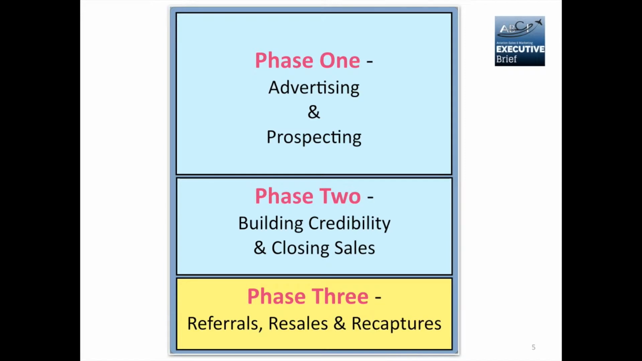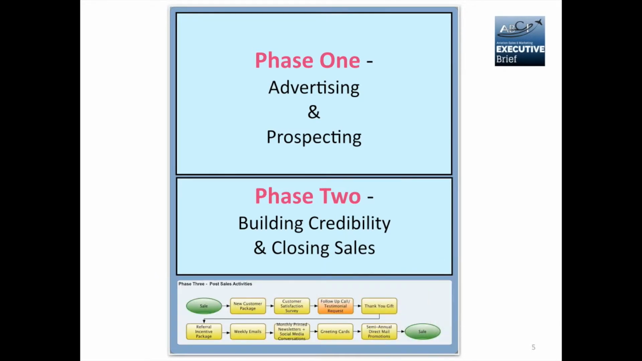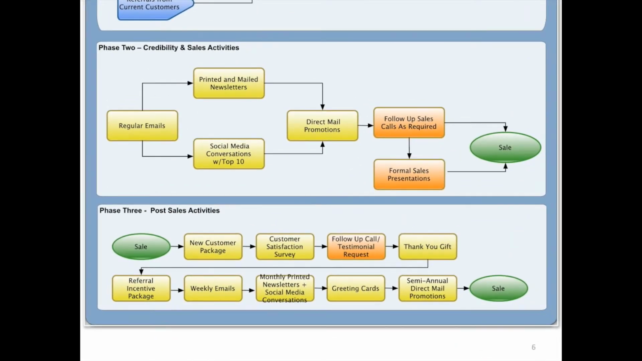So, to show you where this fits in the marketing system. Phase one, of course, is advertising and prospecting. Phase two, building credibility and closing sales. Phase three, referrals, resells, and recaptures. So you can see it starts, and let me zoom in on this, it starts when you make a sale. The very first thing that happens is you make a sale, and that is not the end of a marketing process. That's actually the beginning of your phase three. And we've said before that phase three can be the most profitable part of your marketing system.